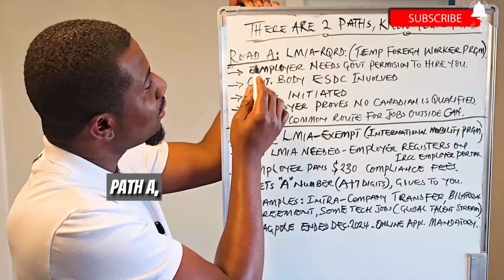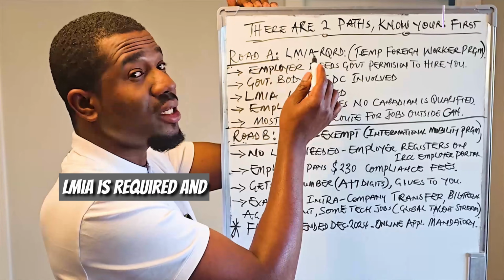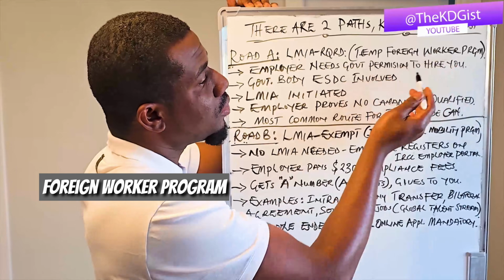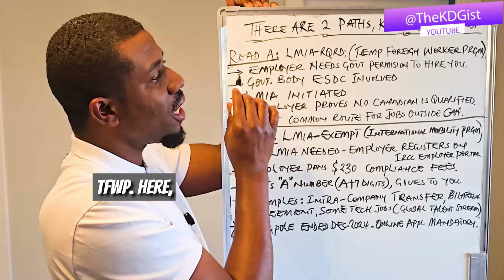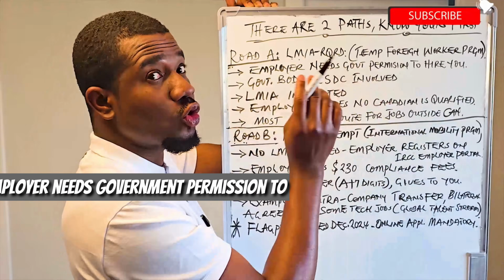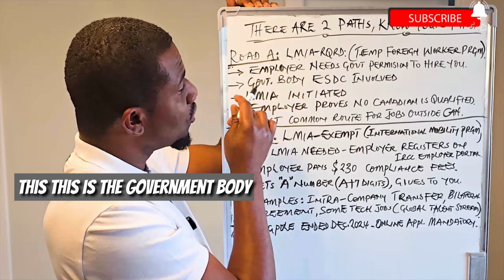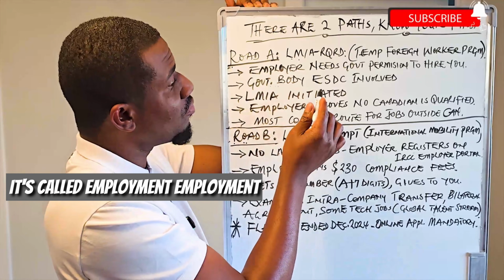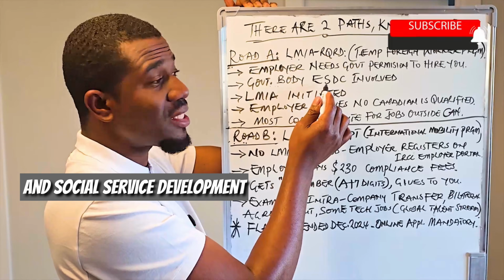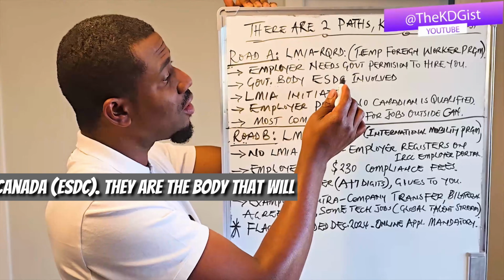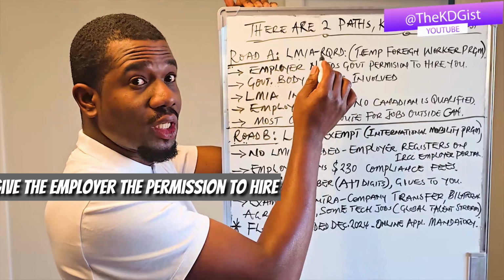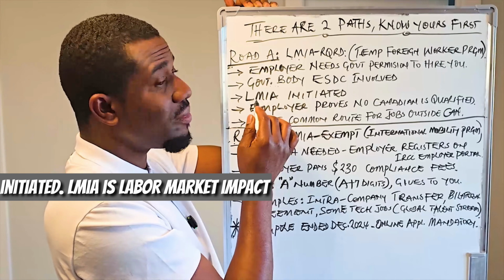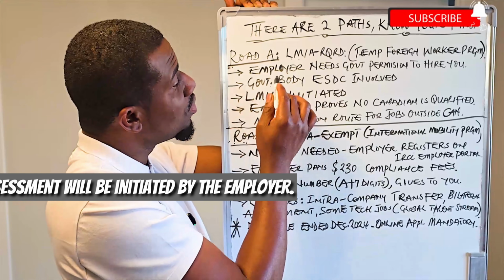Under Part A, LMIA is required, and this is popularly known as the Temporary Foreign Worker Program, TFWP. Here, the employer needs government permission to hire you. The government body that will give the employer that approval is called Employment and Social Development Canada. Then the LMIA is initiated. LMIA is Labour Market Impact Assessment. It will be initiated by the employer.